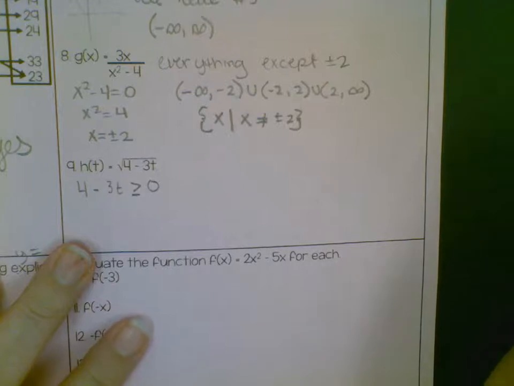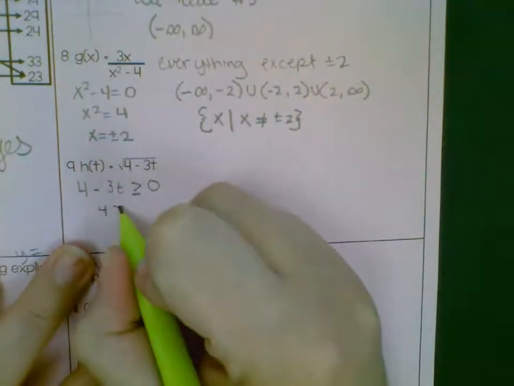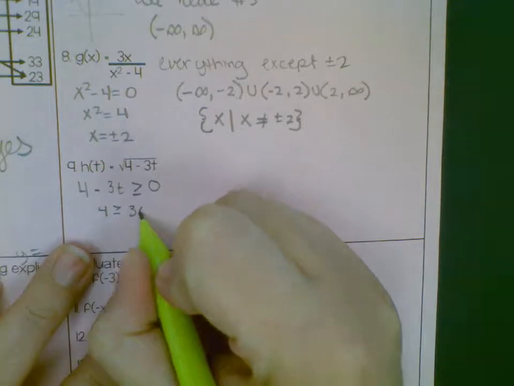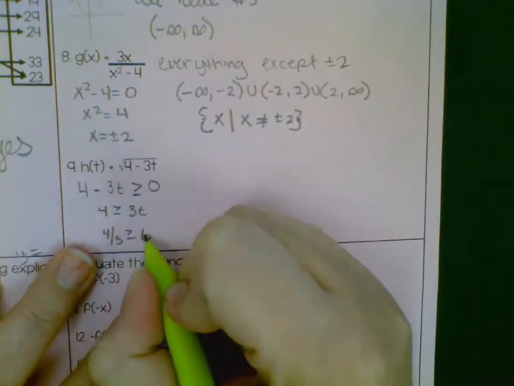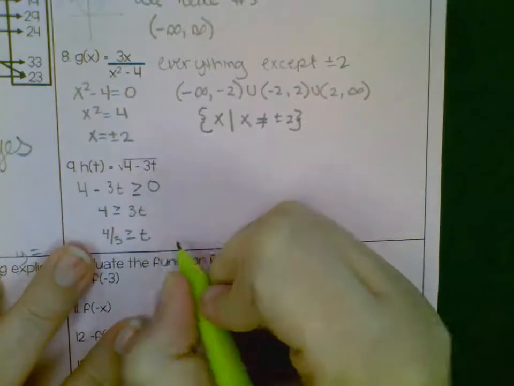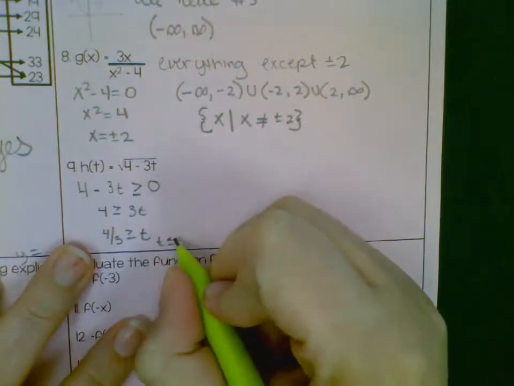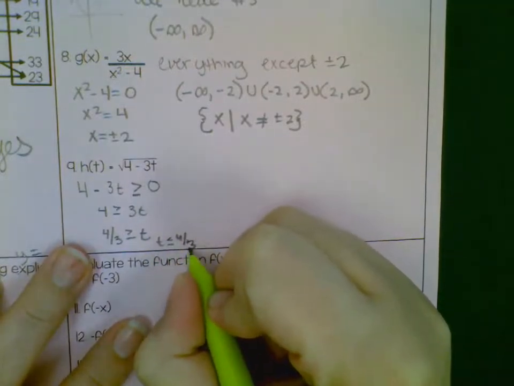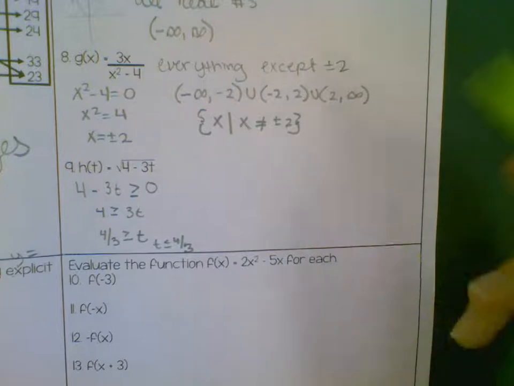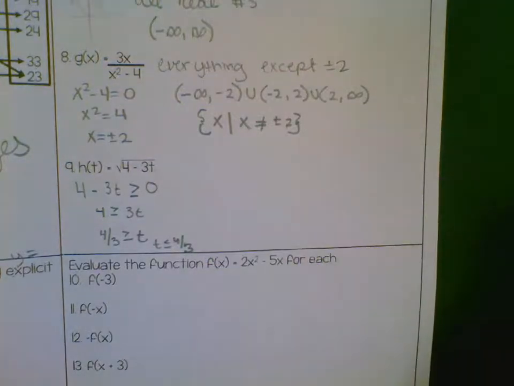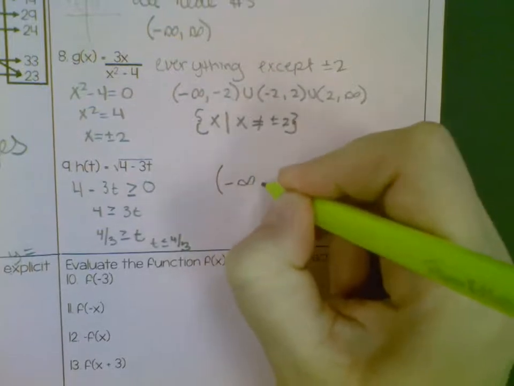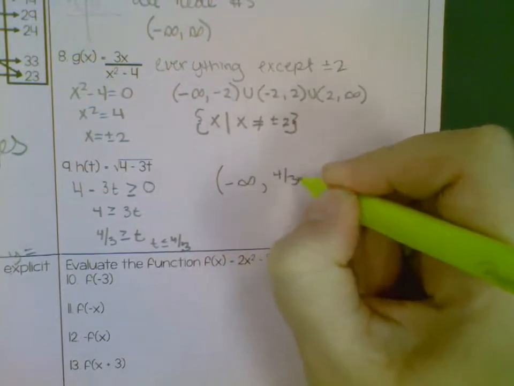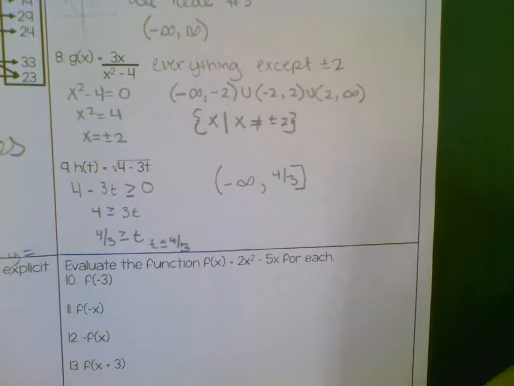Okay, so if we solve our equation, we end up with 4 is greater than or equal to 3t. So 4/3 has to be greater than or equal to t. And if we flip that around, then we get t has to be less than or equal to 4/3. So our t's would be everything that's smaller or equal to 4/3. Okay, so if we wrote that in interval, we'd have everything smaller than 4/3. And then we make a bracket to make it equal to.